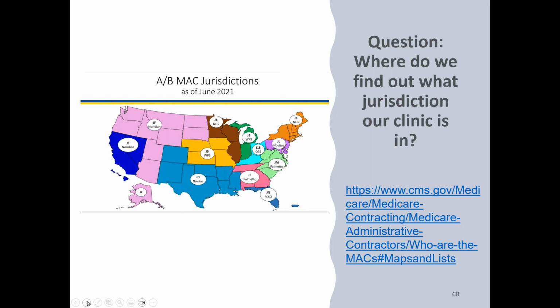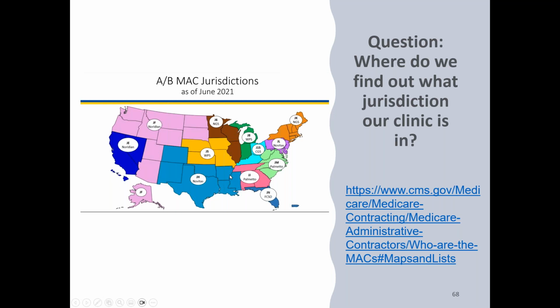Jurisdictions, you need to know what your MAC is. A MAC is a Medicare Administrative Contractor for your particular rural health clinic. A lot of rural health clinics are what's called out of jurisdiction, which means you could be in California and Palmetto would be your MAC. So if that's the case, don't worry about it. That was the way it was before 2009, before the Medicare, I forgot the name of the law that changed it, the Medicare Improvement Act of 2009 or something like that, changed the way MACs are.